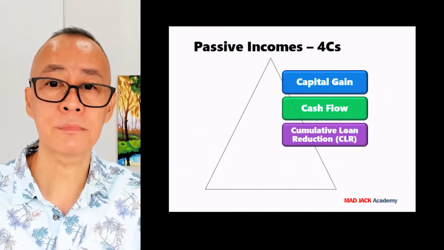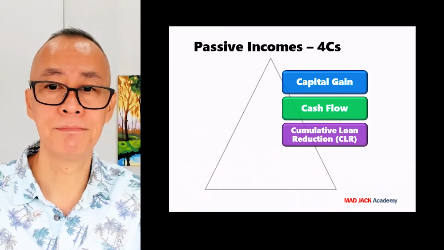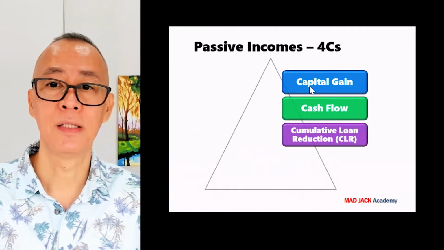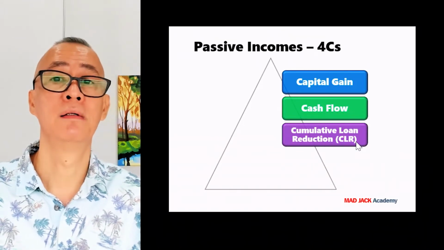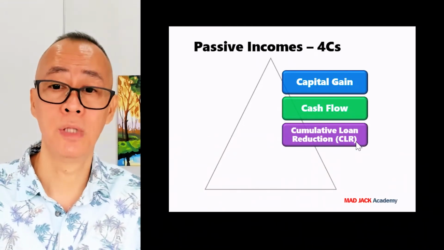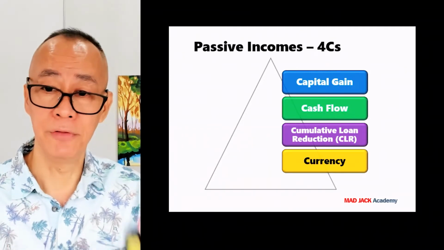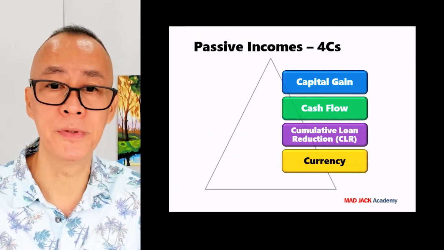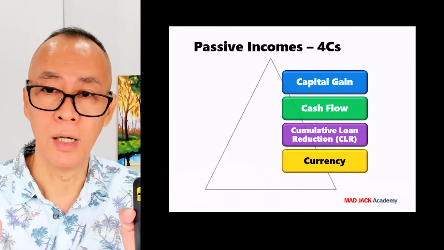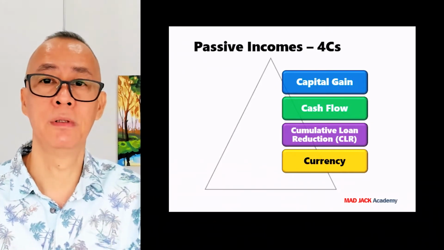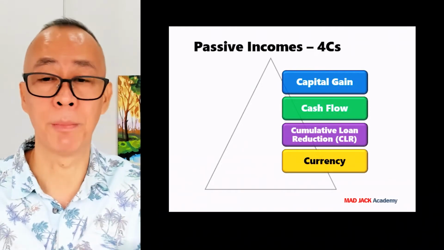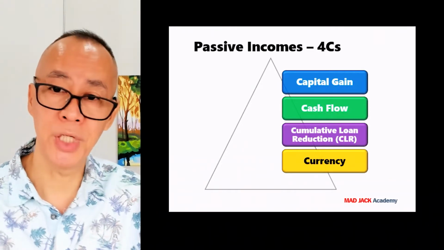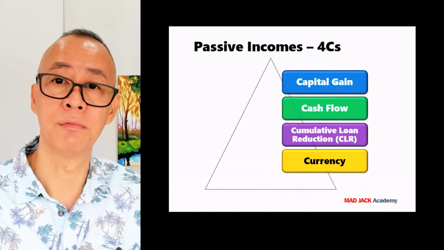Now, I've covered 3 areas: capital gain, cash flow, CLR. Now, where is number 4? Number 4 is currency. Now, this applies only to property overseas. For example, if I live in Singapore and I buy a property in the UK or Japan, I have a chance of gain in terms of currency.